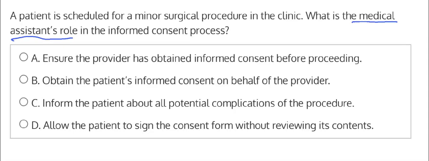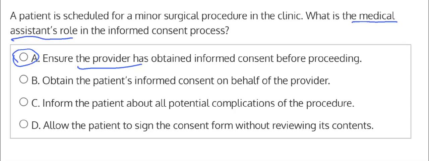So option A states, ensure the provider has obtained informed consent before proceeding. And yes, that's very important because we can't proceed with the procedure unless the informed consent is completed, and it's ensuring that the responsibility is on the provider, who is the person who obtains this informed consent. So we'll go with option A. Let's look at the other choices though.